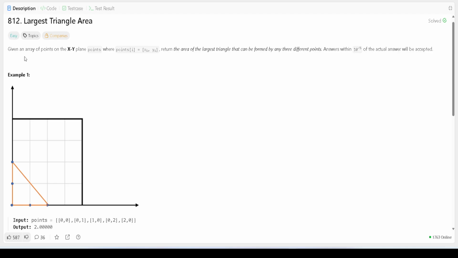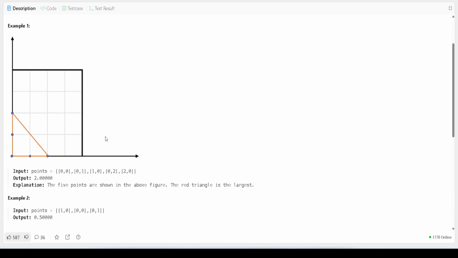The very first thing, the question is saying that given an array of points on the XY plane, where points[i] is the pair of x and y, we have to return the area of the largest triangle that can be formed by three different points. We can have a bigger value, so we have to take the modulo for the actual answer to be accepted. Okay, let's talk about it here.